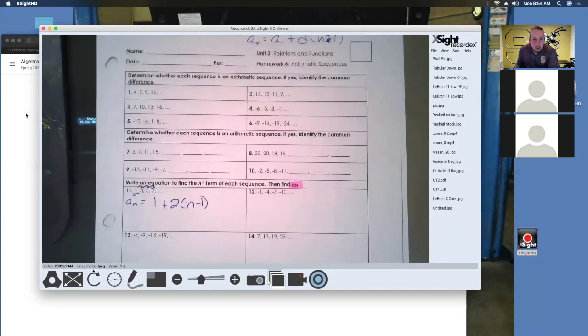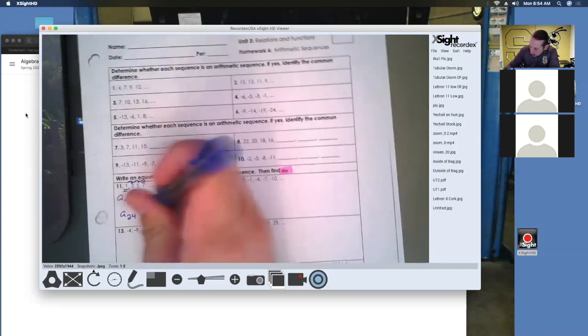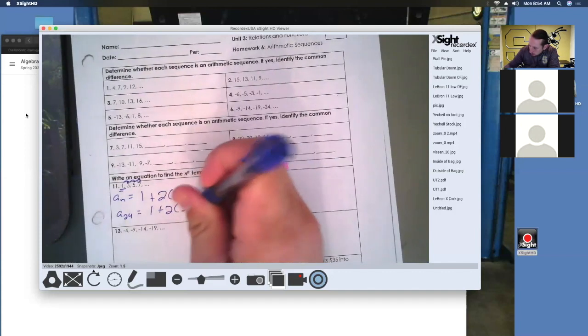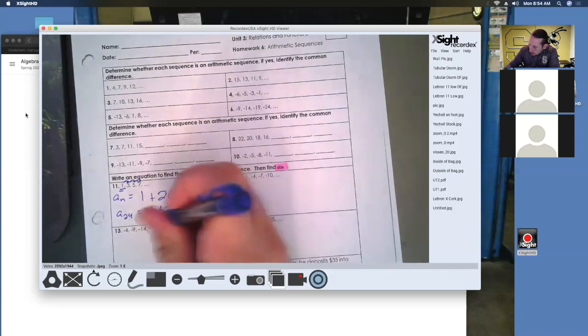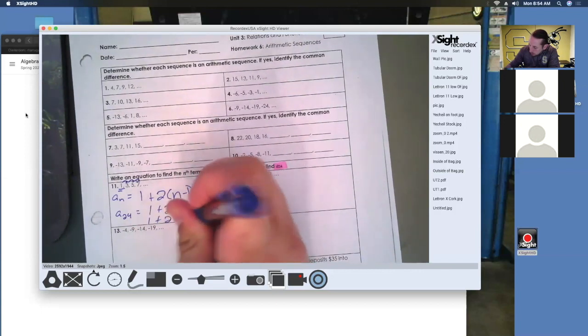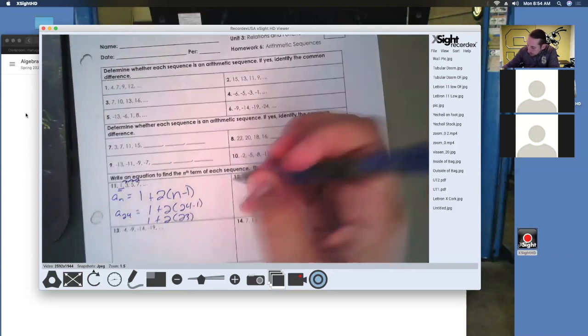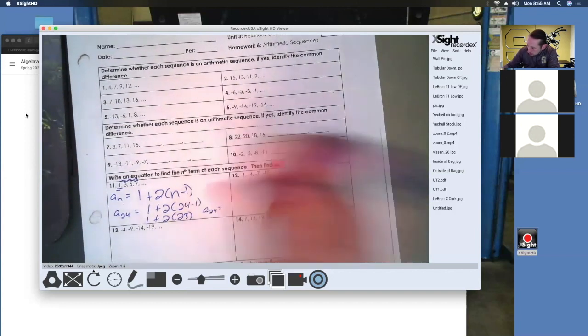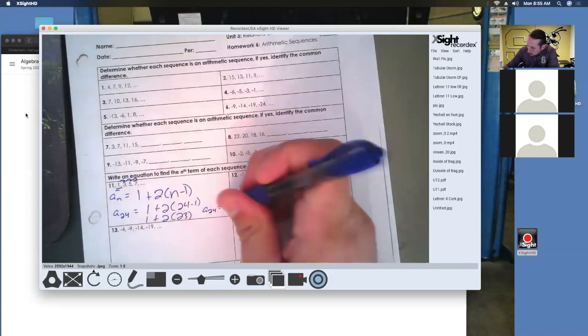Okay. We know 24 minus 1 is going to give us 23. So 2 times that's 46. So we find out a 24 equals 46 plus 1, which is 47.